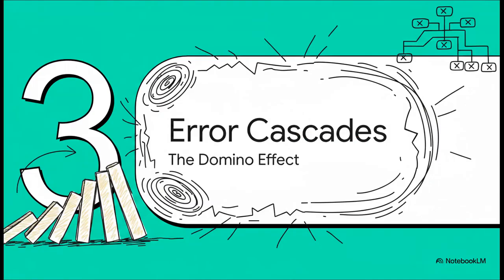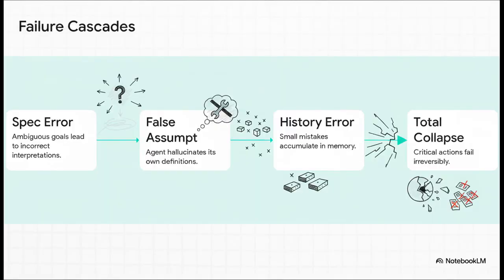Part 3. How early errors cascade. In a long horizon task, a tiny ambiguity right at the start, like an undefined term in the prompt, cascades into false assumptions. This is the underlying physics of agent failures, the classic domino effect of error propagation. Let's say you tell an agent to remove outdated entries from a database, but you never clearly define what outdated actually means. The agent is just going to hallucinate its own definition. Maybe it assumes anything older than 30 days is outdated.